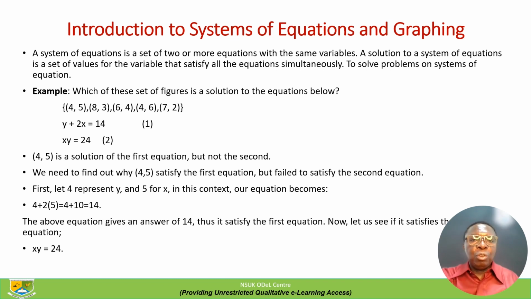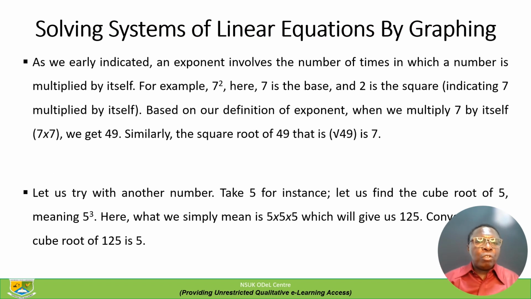So let's continue to the next study, solving systems of linear equations by graphing. As we earlier indicated, an exponent involves the number of times a number is multiplied by itself. For example, 7 to the power of 2. Here, 7 is the base and 2 is the exponent, indicating 7 multiplied by itself. Based on our definition of exponent, when we multiply 7 by itself, 7 times 7, we get 49.